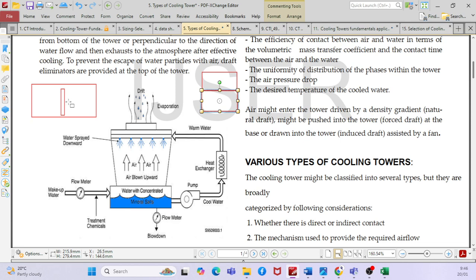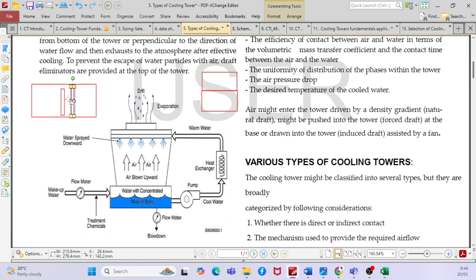Whatever condensation is happening on the coil, this water will carry through the ducting and go to the spaces, right? So you will see a lot of condensation happen around the false ceiling and it will damage the false ceiling. That is why they will install a drift eliminator.